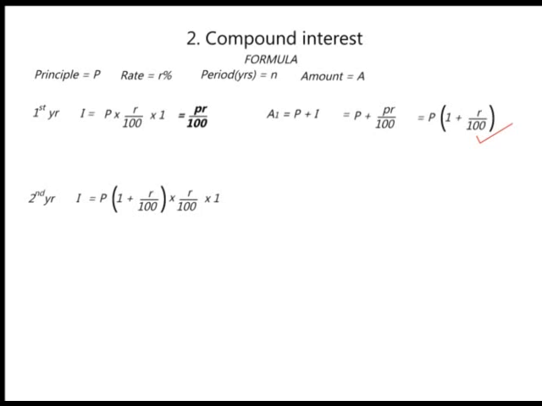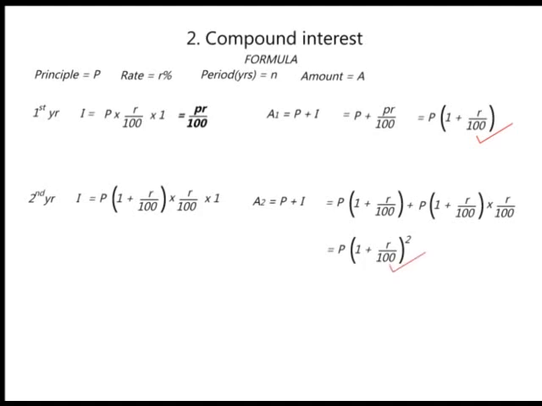So the amount for the second year will be principal plus interest. The principal was P into 1 plus R over 100 plus interest is P into 1 plus R over 100 times R over 100. And so the total amount will be P into 1 plus R over 100 raised to power 2. If we proceed and calculate the amount for the third year, it will give us P into 1 plus R over 100 raised to power 3.